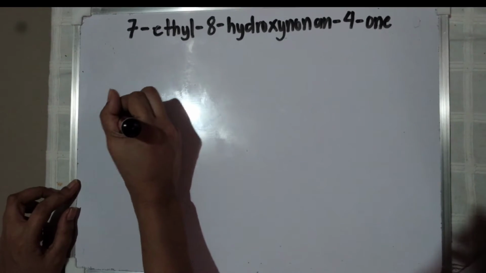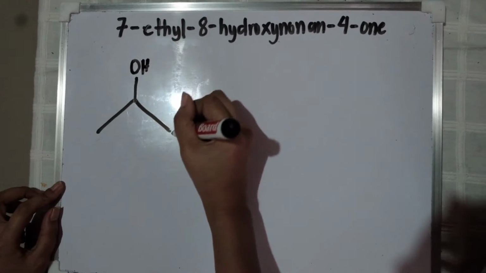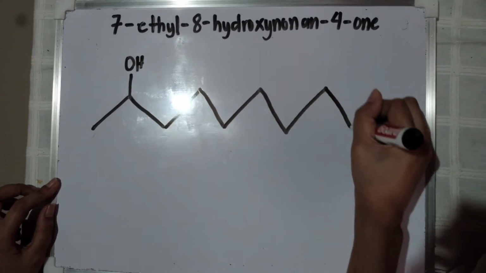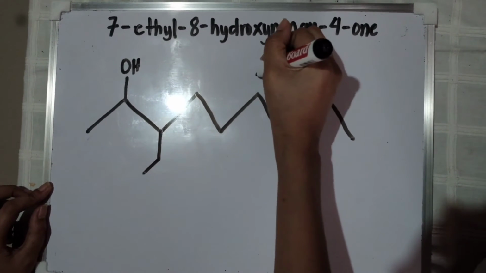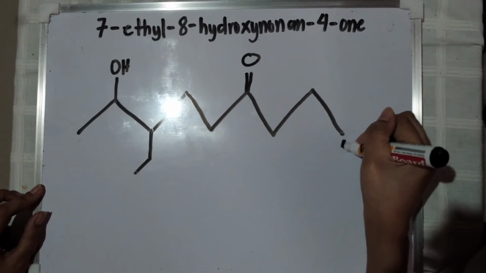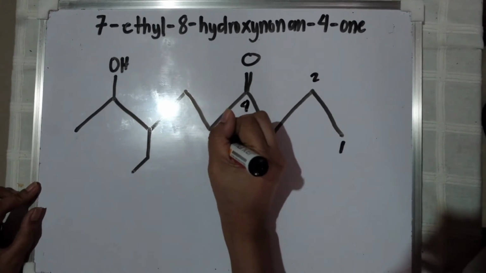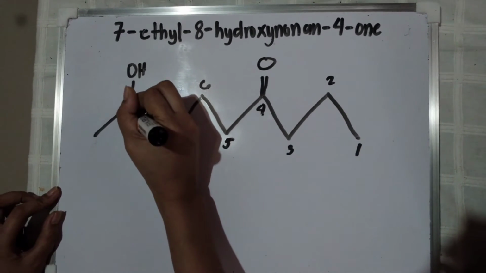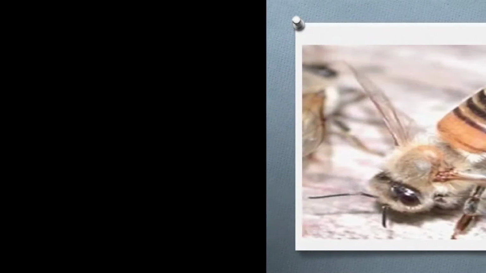In this structure, we have to get the lowest number. So 1, 2, 3, 4, 5, 6, 7, 8, 9. So we have a non-. All the carbons are single bonds, so it's a nonane, and the -one is on carbon 4. Then we have a hydroxy on carbon 8 and an ethyl, a 2 carbon chain, hanging on carbon 7. So this becomes 7-ethyl, 8-hydroxy. So the final name will be 7-ethyl-8-hydroxynonan-4-one.